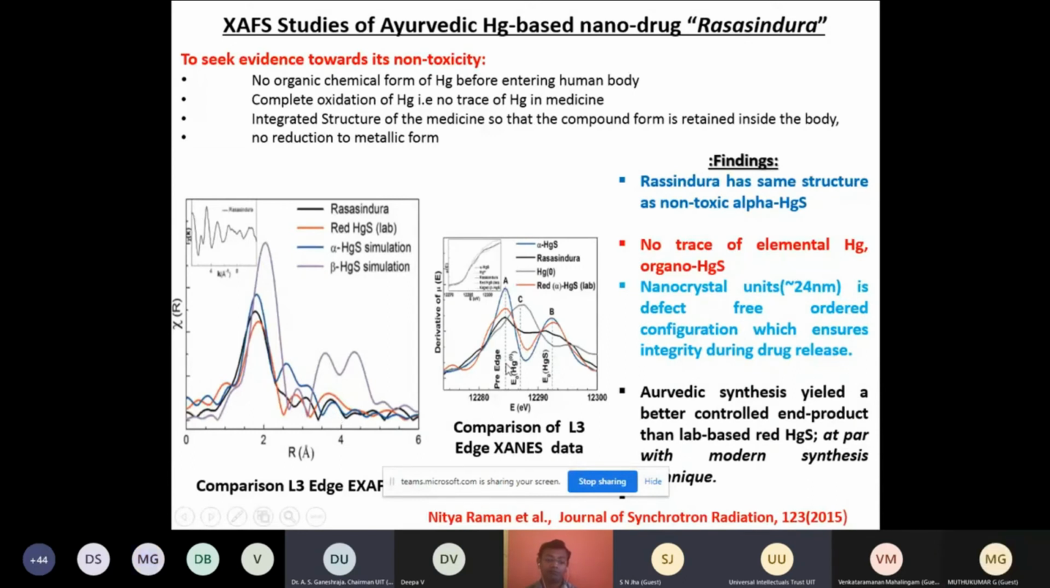And you can see this is the Hg0, that is the pre-edge, and this is the C. So A and C are not present in the Rasasindura, which is the blue one. And from here also you can see there is no metallic nature of the bond present in the EXAFS spectra.